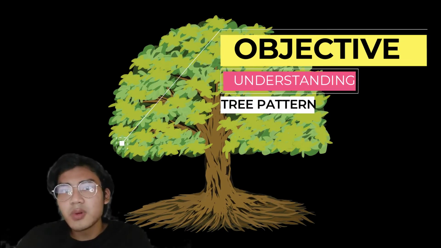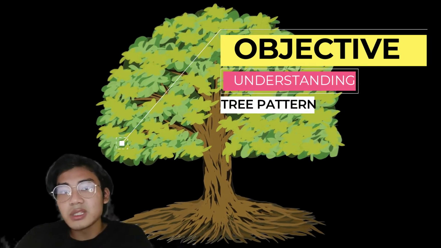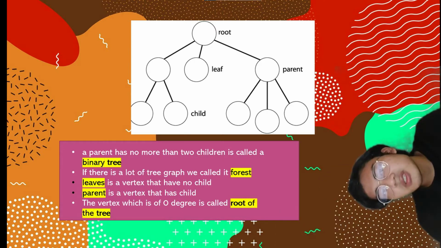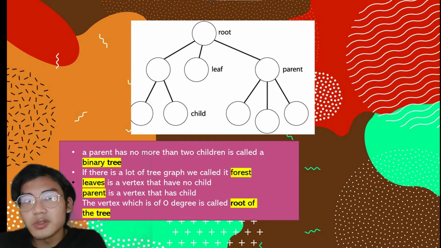The main objective for us is to investigate and improve understanding of the pattern of the tree. A tree in which a parent has no more than 2 children is called a binary tree, and if there is a lot of tree graphs, we call it a forest. A leaf is a vertex that has no child, while a parent is a vertex that has a child. The vertex which is of 0 degree is called the root of the tree.